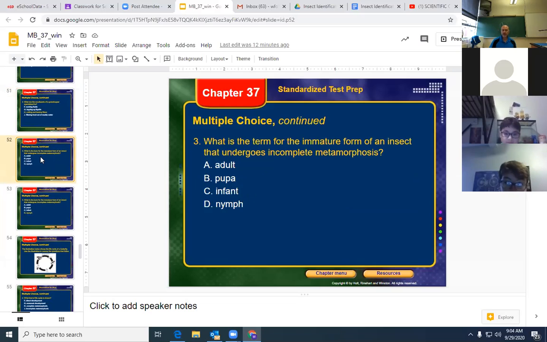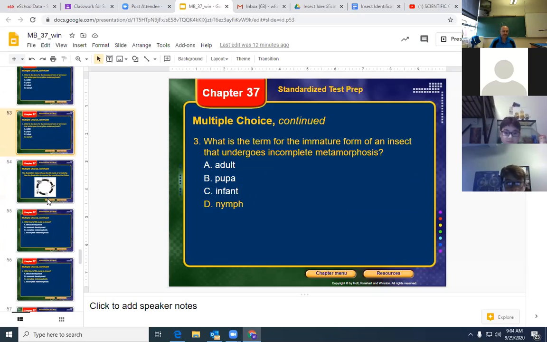What is the term for the immature form of an insect that undergoes incomplete metamorphosis? Come on, incomplete. You better know that. That would be a nymph. Complete would be a pupa or a larva.